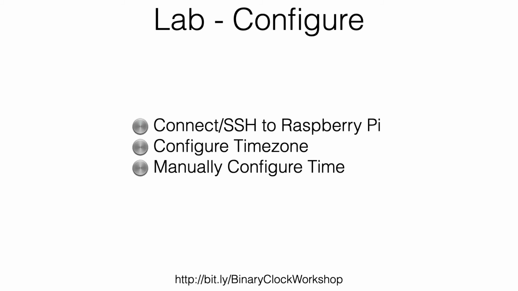Now, using the detailed instructions at bit.ly/binary clock workshop, please complete the configuration lab. Connect the Raspberry Pi using the USB cable and configure SSH. Next, configure the time zone and the Wi-Fi, and if you don't have Wi-Fi, manually configure the time. Now, stop the video, complete the lab, and when you're done, come back and we'll start on the next one.